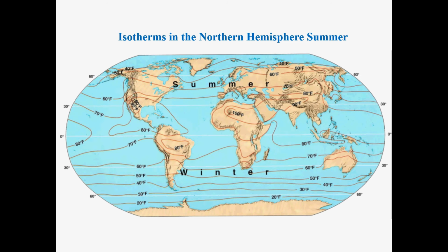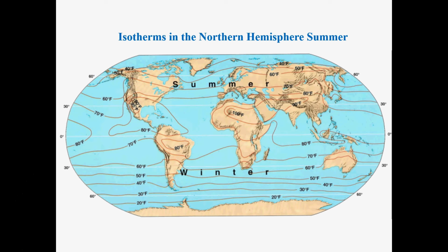This map shows isotherms in the northern hemisphere summer. An isotherm is a line that connects all the points that have the same temperature. For example, this isotherm is the 70-degree isotherm. It connects all the points that have 70 degrees Fahrenheit.